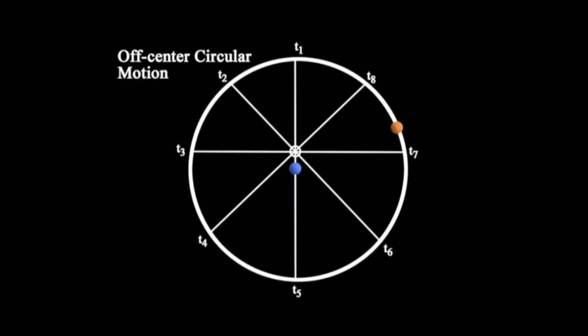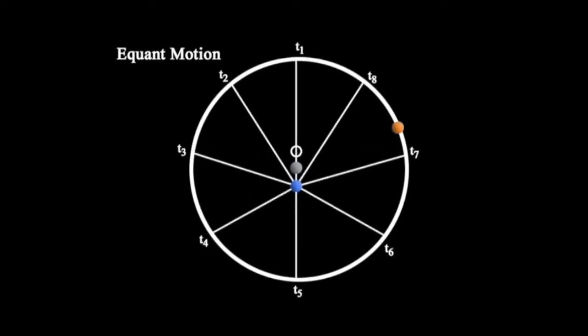Equant motion extends this a little bit further by also moving the observer off center. The center of the circle is here in this gray dot, the center of the circular motion is this unfilled dot, and the observer is here in this blue dot. The result is that the equant motion observed by the observer has a very strong differential from one side to the other. You can see that the distance between T1 and T2 is much, much shorter than the distance between T4 and T5. Again, when the object is closer to the observer, it moves faster, and when it's further from the observer, it moves slower.